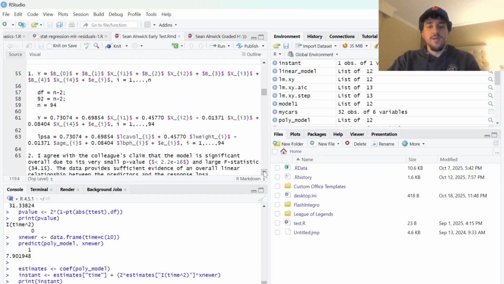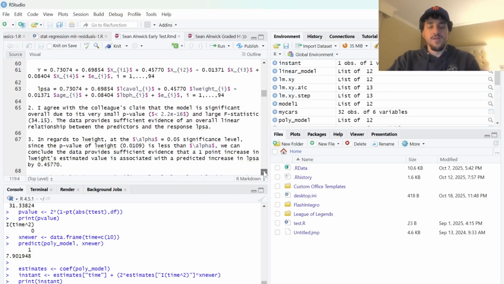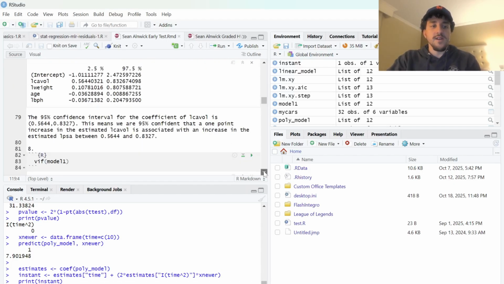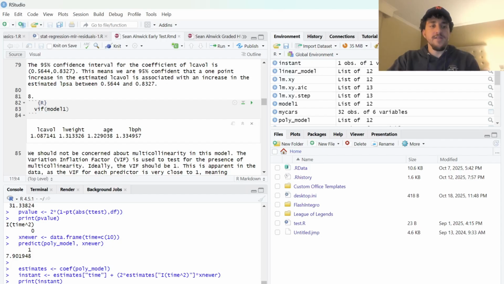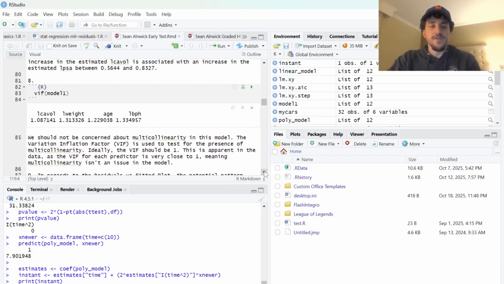So to further explore the concerns with multicollinearity, we can calculate the variance inflation factor values for each of them. The VIF value should ideally be as close to 1 as possible, which, as we can see for each of the factors, is the case. They are all very close to 1, which means that multicollinearity isn't a great issue in this model.